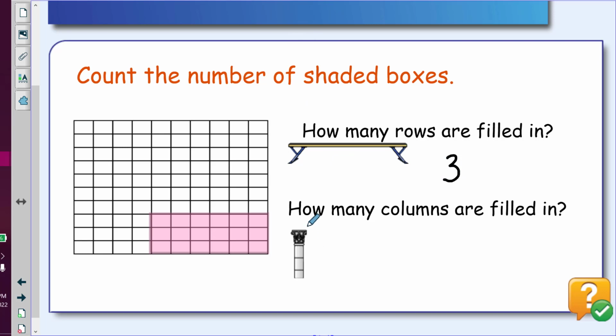Columns go up and down like this beam. This beam is also called a column. So that's how you can tell the difference between rows and columns. Rows are like benches. Columns are like these beams. So I have 1 column, 2, 3, 4, 5, 6 columns.